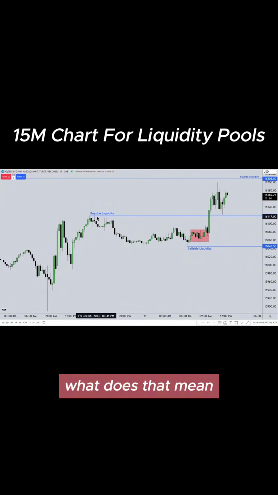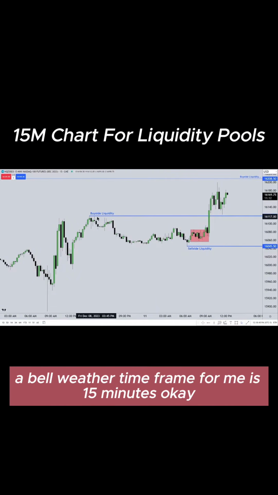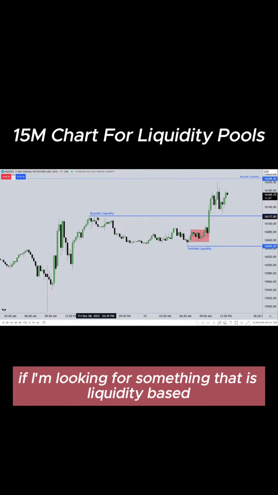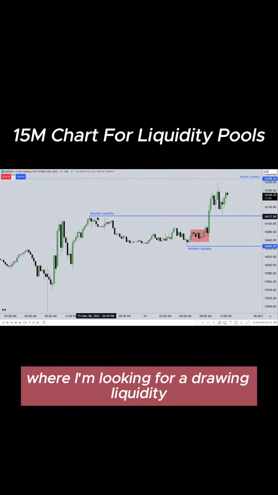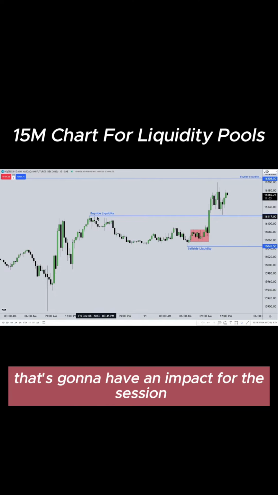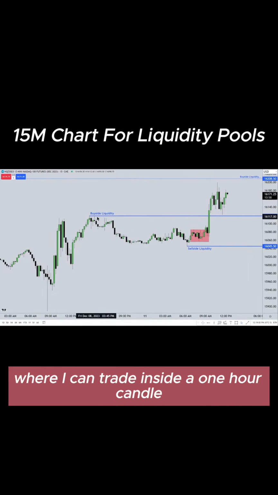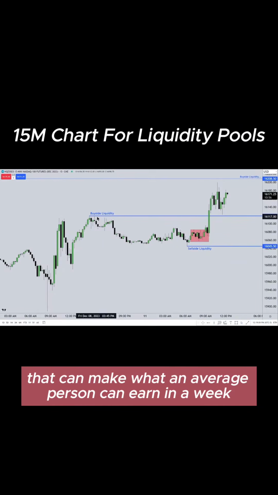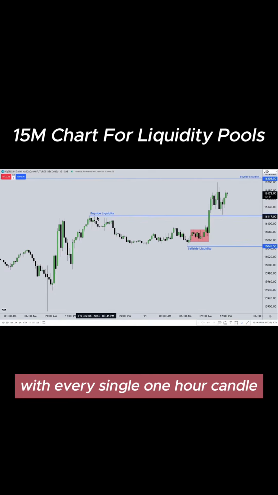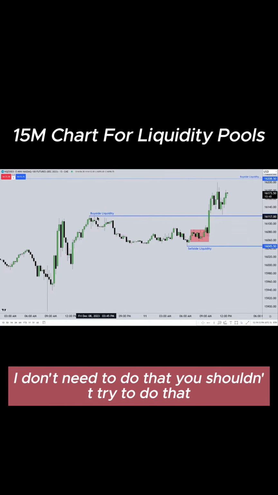What does that mean? Because we moved off that 1 minute chart, a bellwether time frame for me is 15 minutes. Okay, so if I'm looking for something that is liquidity based, where I'm looking for a draw on liquidity that's going to have an impact for the session, I'm not talking about an hour candle where I can trade inside a 1 hour candle and I can get a scalp and I can make what an average person can earn in a week with every single 1 hour candle. I don't need to do that. You shouldn't try to do that.